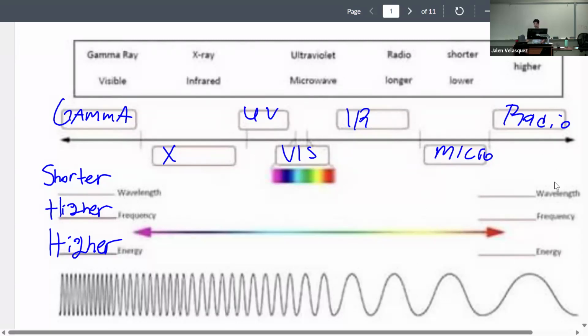So now we go to the right side, okay? So what's happening to the wavelength as we go right across the electromagnetic spectrum? Good, so wavelength is getting longer. So then what happens to frequency? It's shorter or it's decreasing. And then what happens to the energy? It's going to decrease. So this side has the lowest or lower energy.